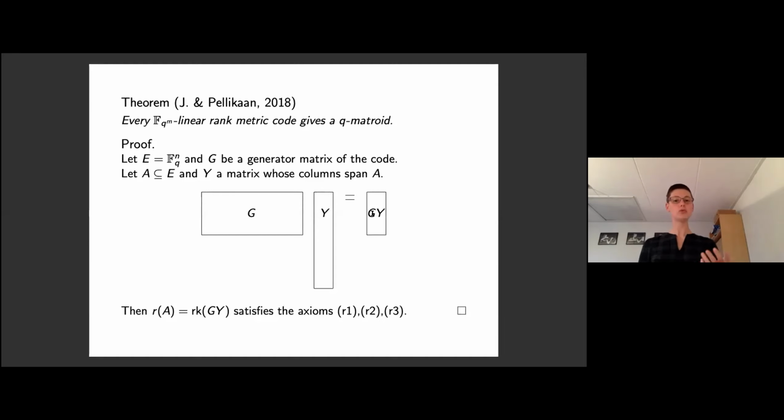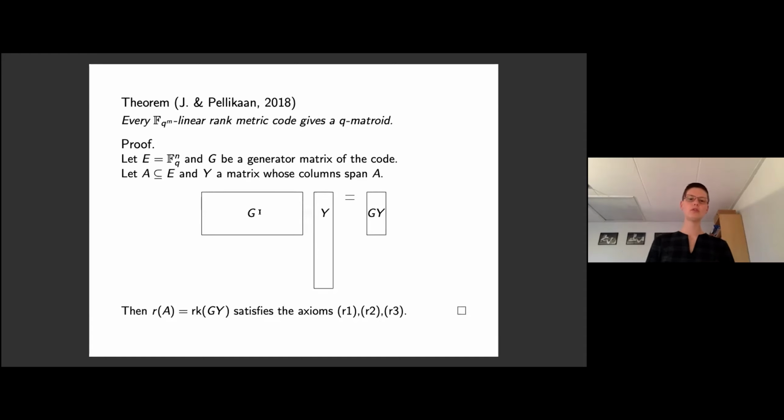And it turns out that this rank actually satisfies all the axioms that I had on the previous slide. So our rank metric codes, or actually just matrices over an extension field, give us examples of q-matroids. The funny thing is that if you wouldn't take any extension field here for G, then you always end up with a trivial kind of q-matroid. It won't be an interesting thing. So we really need this extension field over here.